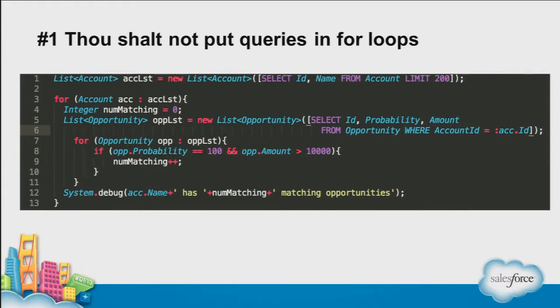And so my example here, at the top, I'm basically pulling out 200 accounts from Salesforce, and then I'm looping over those accounts, and I'm doing another query inside my for loop. This is basically pulling back the opportunities for that account. And then I'm again looping over those opportunities to see if the probability of the opportunity is 100% and the amount is greater than 10,000. I'm just going to increment that matching number. And then I'm debugging out at the end how many matching records this particular account has.